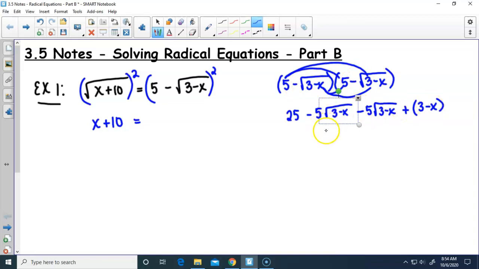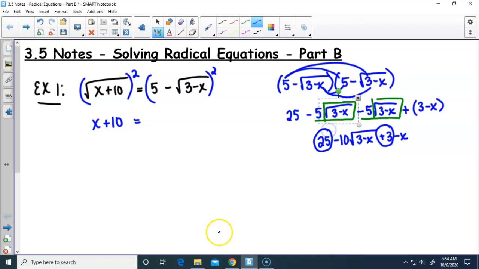So if we simplify this a little bit further, we would have 25. These two things right here in the middle, these are like terms because that square root part is the same for both of these, so you can combine those. So negative 5 minus 5 would give you negative 10 square root of 3 minus x. And then you'd have plus 3 minus x. You can combine your like terms. You've got a 3 right here and a 25 that you could combine. So I'm going to have 28. I'm going to put this minus x up here, minus 10 square root of 3 minus x.